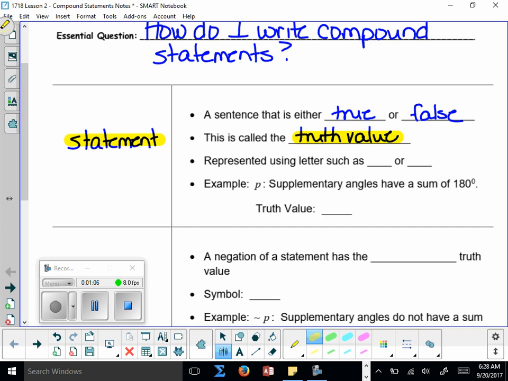We represent statements using lowercase letters, usually P and Q, but you can use any letter. It could be R and S, A and B. For example, if we say our statement P is supplementary angles have a sum of 180 degrees, is this true or false? True.